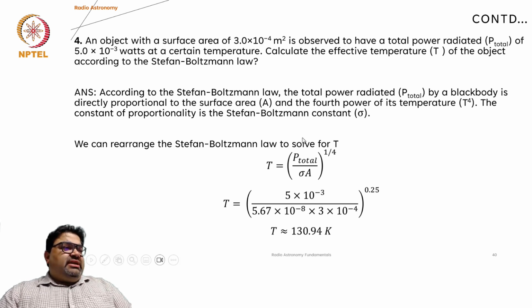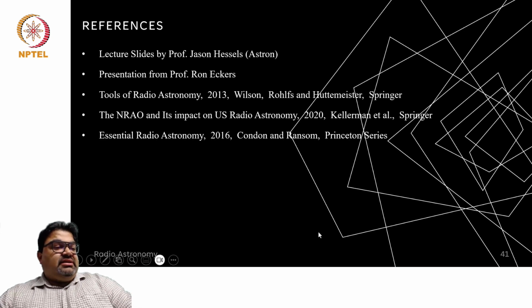So we know that for the Stefan-Boltzmann law, P total is sigma A times T to the power 4. So T is given by the 1/4 power of this ratio of P total over sigma A, and sigma is Stefan's constant. Okay, so that gives you the temperature to be 131 Kelvin approximately.